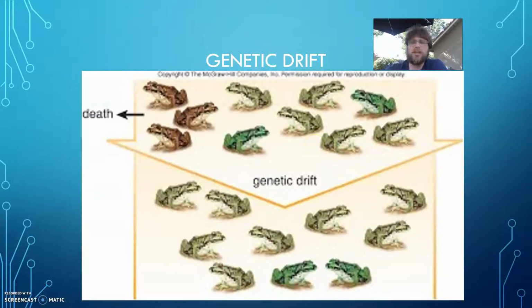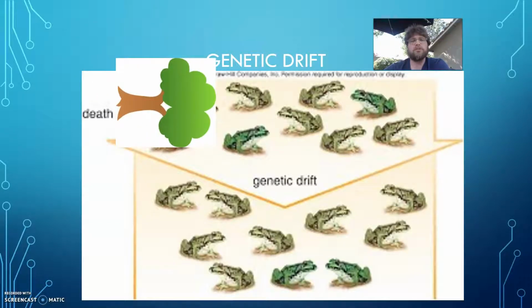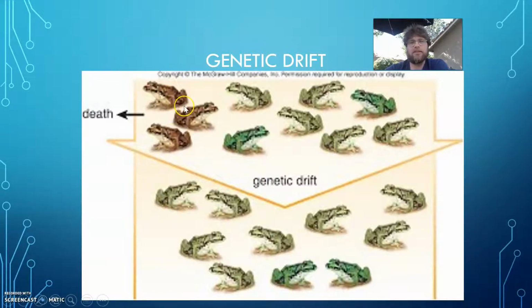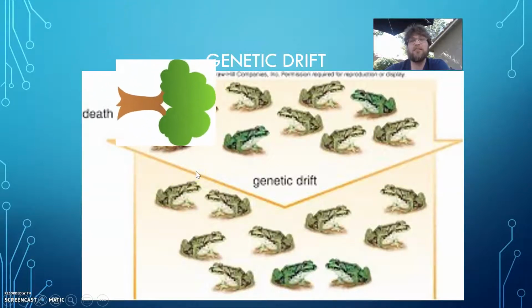By chance, it kills off a few. So, boom, a tree comes. Squashes those frogs. Now, all the frogs that had the allele for brown skin are gone. It had nothing to do with the environment. Heck, that might have been a mutation that was better suited for the environment. May have given them camouflage, but a tree fell on those frogs and they're all dead.